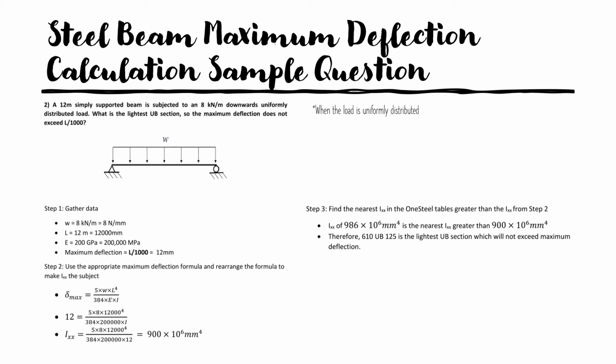Additionally, the maximum deflection equals L divided by 1000, which equals 12 millimeters. The second step of solving the calculation question is to substitute all the data you have gathered in the previous step into the appropriate formula. After substituting the figures, you can see the only unknown figure is the section area of the beam.